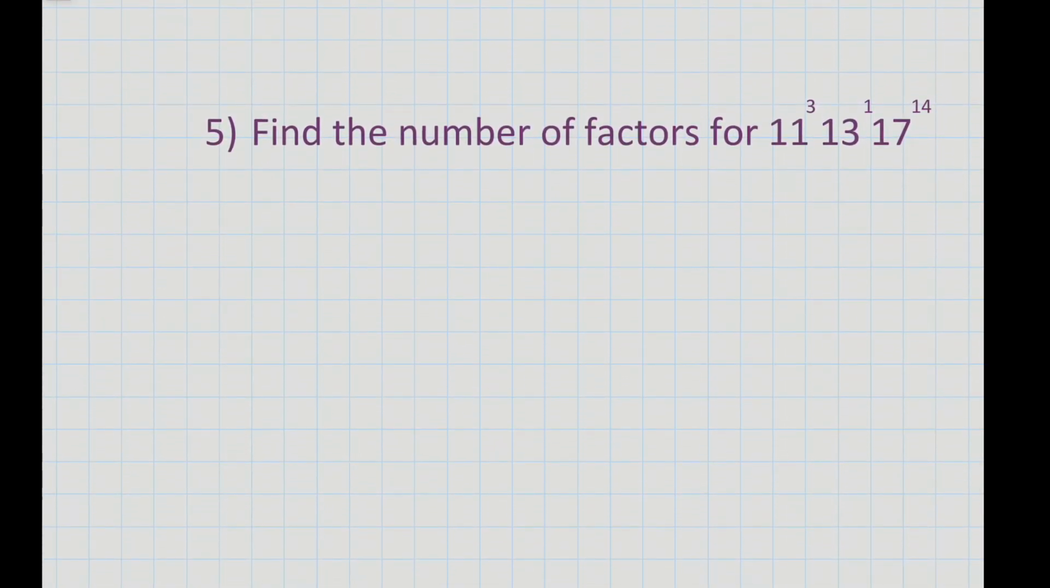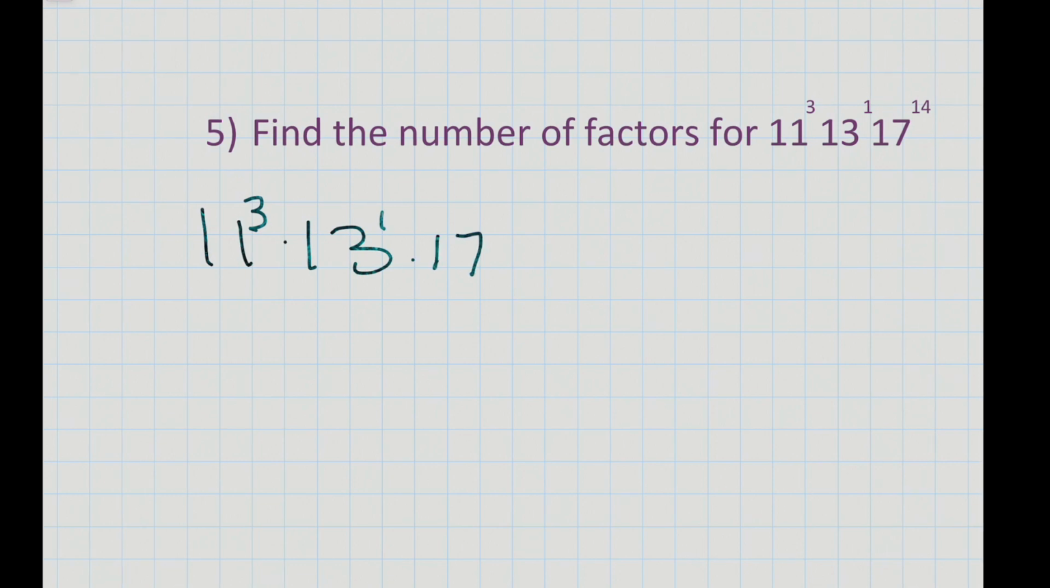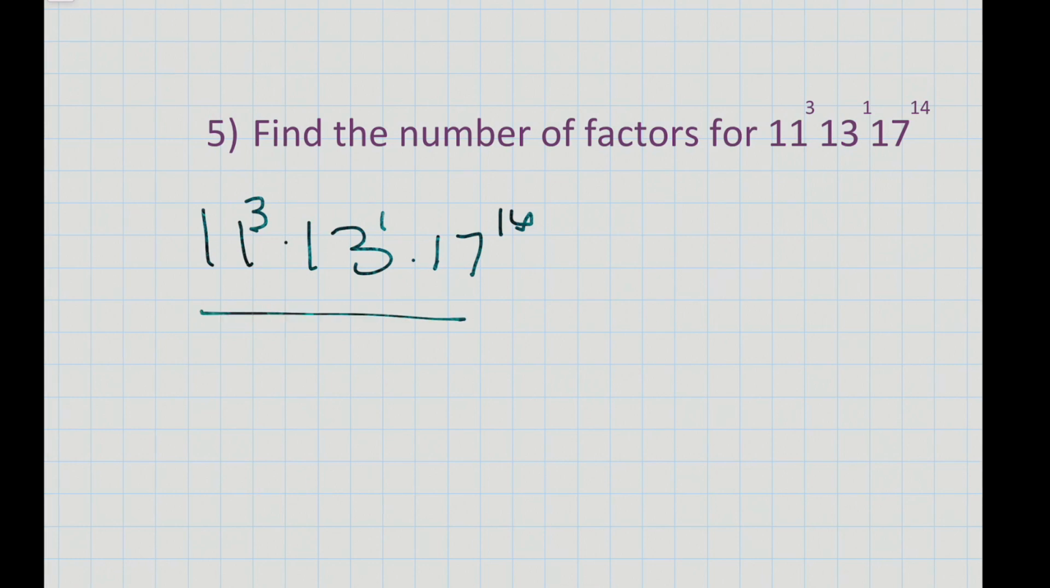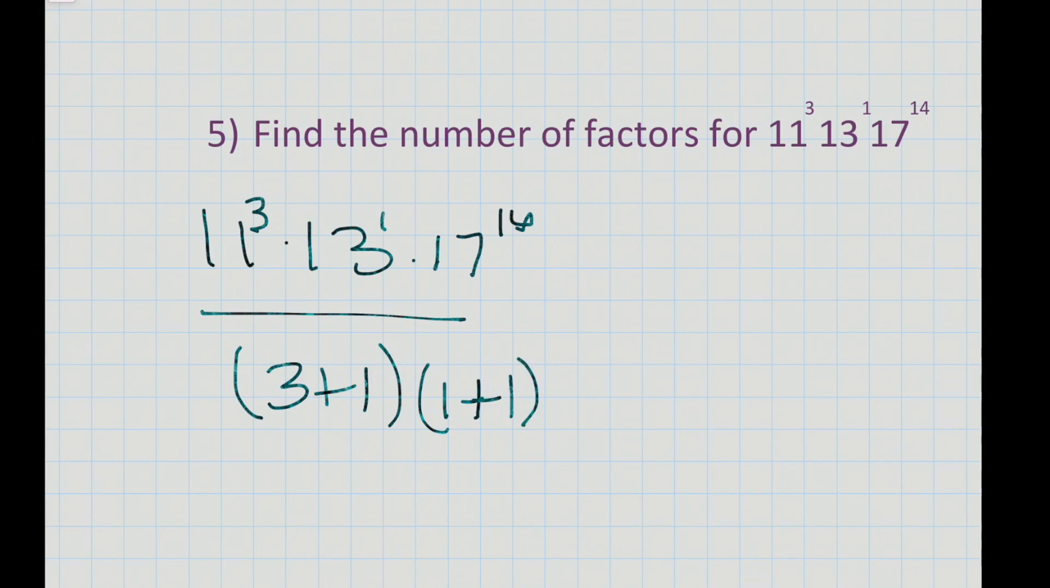Okay, another good example. So 11 to the 3rd times 13 to the 1st times 17 to the 14th. We don't really care about the bases, although they're prime, because they're big and they're primes, so we don't really need to put much effort into the bases. So we add 1 to each of the exponents. 3 plus 1. 13 has exponent of 1, and 17 has exponent of 14.